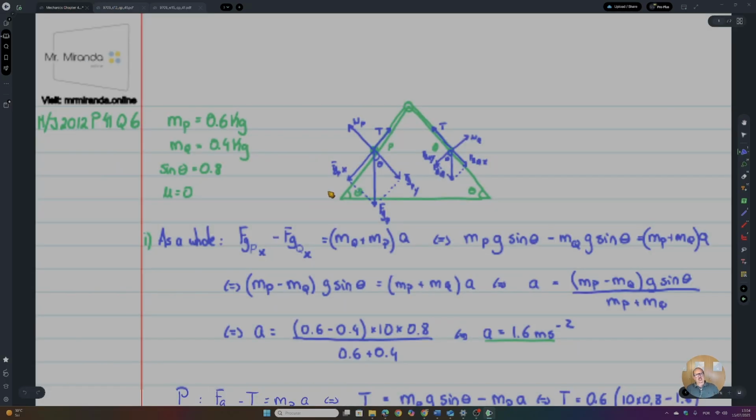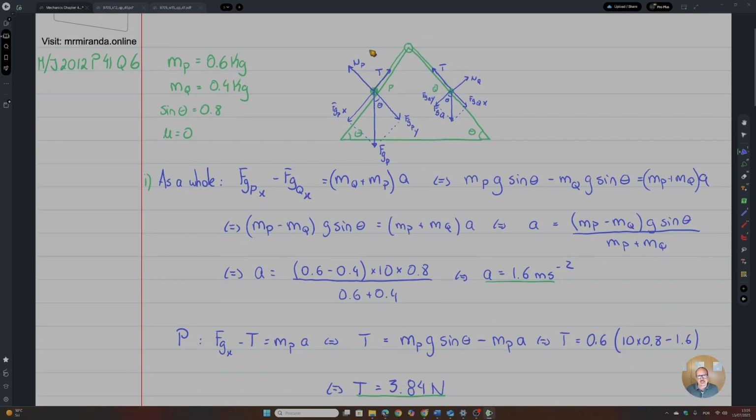Now that you want the tension in the string, you no longer may think of this as a single object. You have to focus on its parts. So pick one of them. I picked P, but you could work with Q as well. And what is happening with P? If you focus on P alone, what you have is that this force minus that equals the mass of P times the acceleration that you just calculated. All right? You are just applying Newton's second law, but now to P alone.